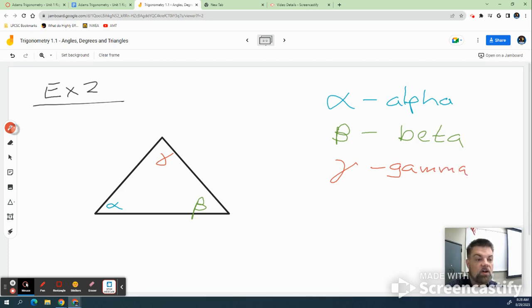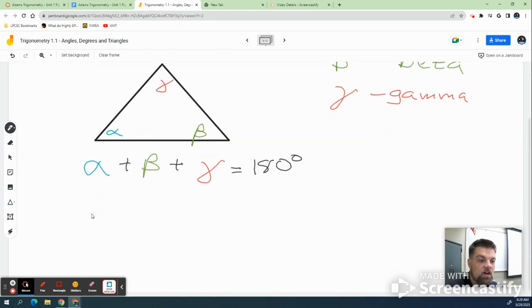Okay. Now, what do we know about the sum of the interior angles of a triangle? Do you guys remember that? In other words, what does alpha plus beta plus gamma equal? Yep, 180 degrees. Is that for any triangle? Absolutely. Any triangle. No matter what the triangle is, that's what it is. Okay?